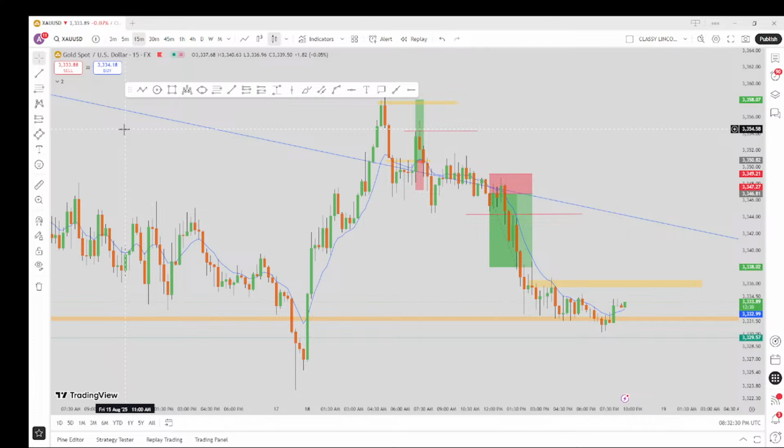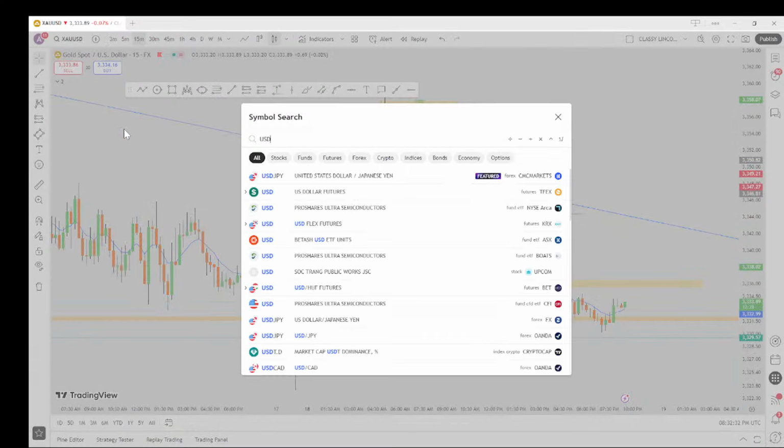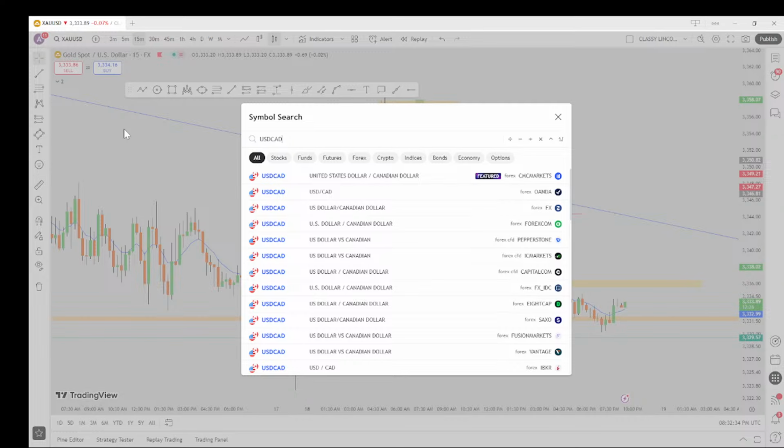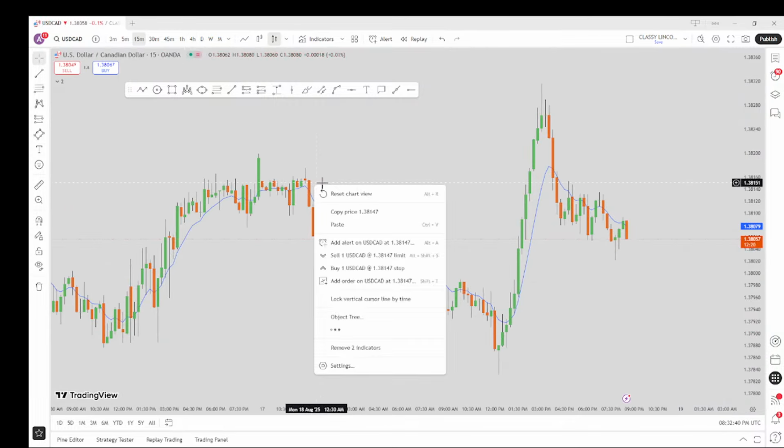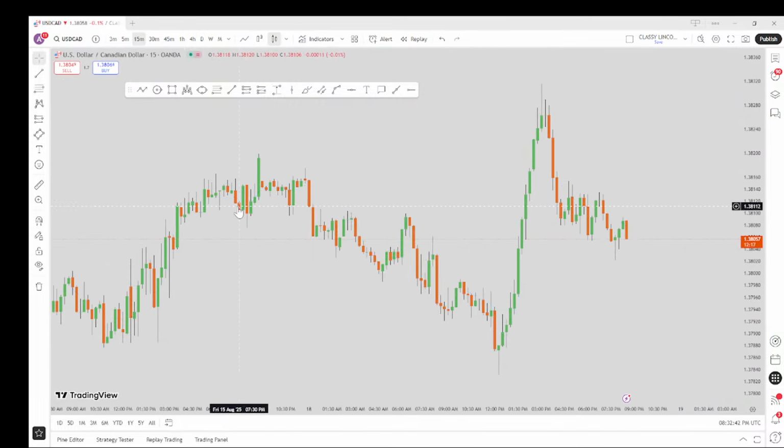Okay, good. So USD CAD. Let's head on to USD CAD and see what we can get there. Keep commenting the pair you want me to analyze. Let's just do a very brief analysis on it, then we're done for the day, right? That is it. USD CAD.